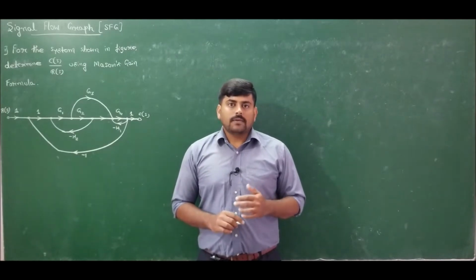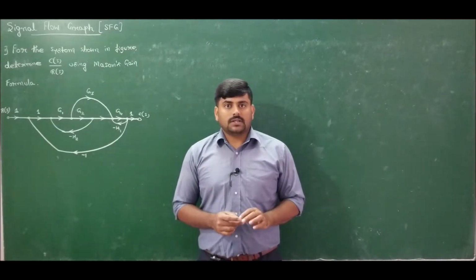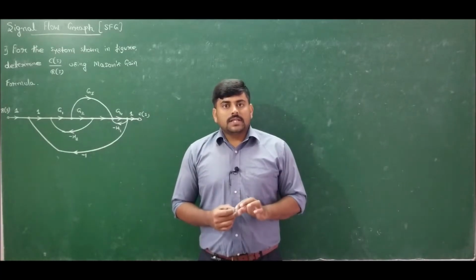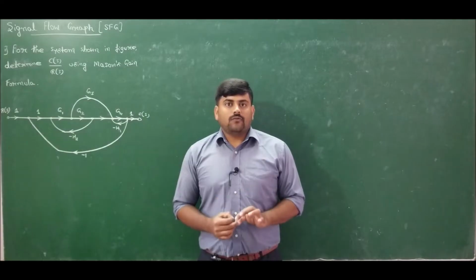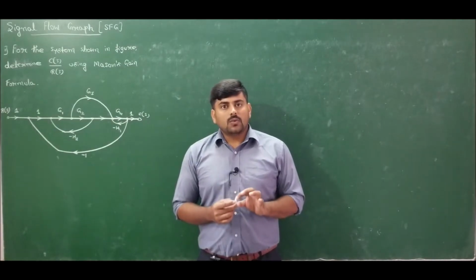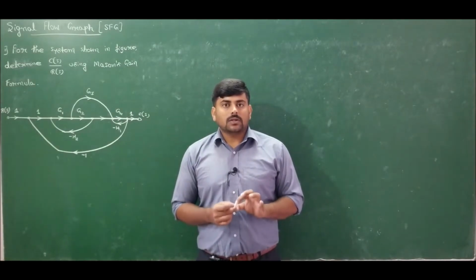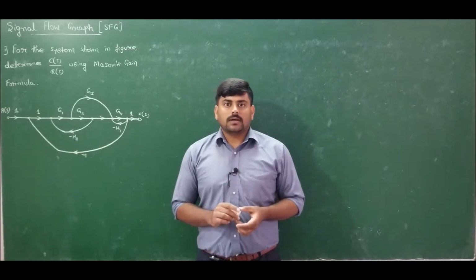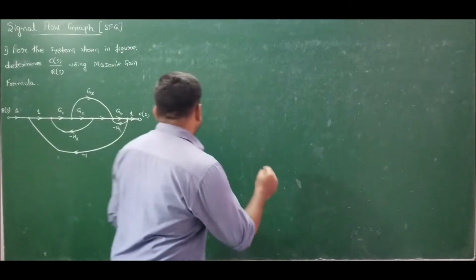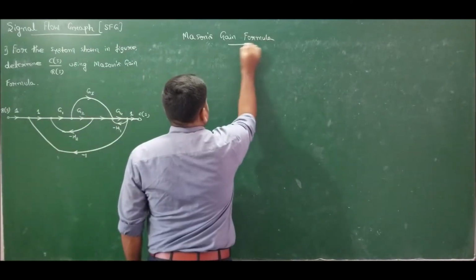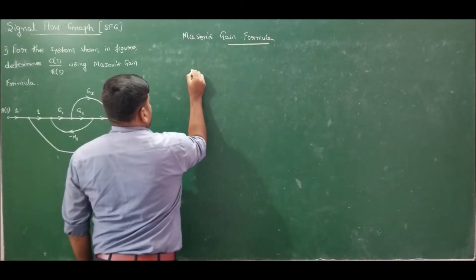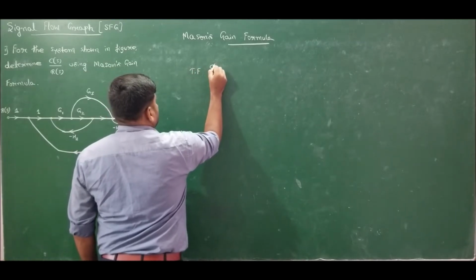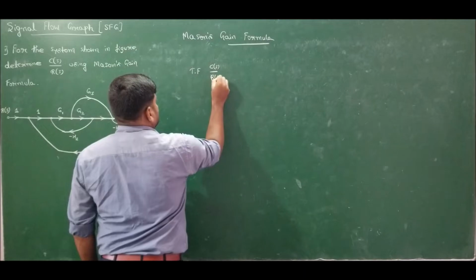The determination of the overall transfer function of a given system using a signal flow graph is given by Mason's gain formula. So you should know what Mason's gain formula is, and also how to find each term in this formula. The Mason's gain formula gives the overall transfer function, that is output by input.